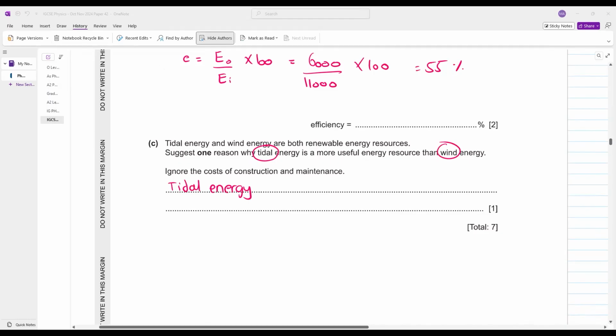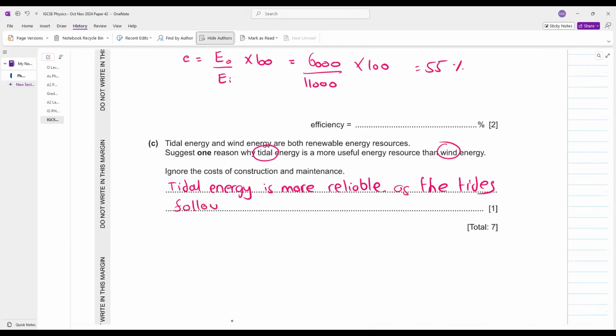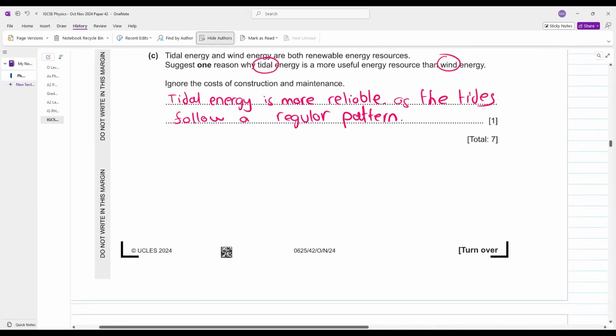You can say the tidal energy is more reliable as the tides follow a regular pattern. Easy peasy, lemon squeezy. Let's move ahead, children.